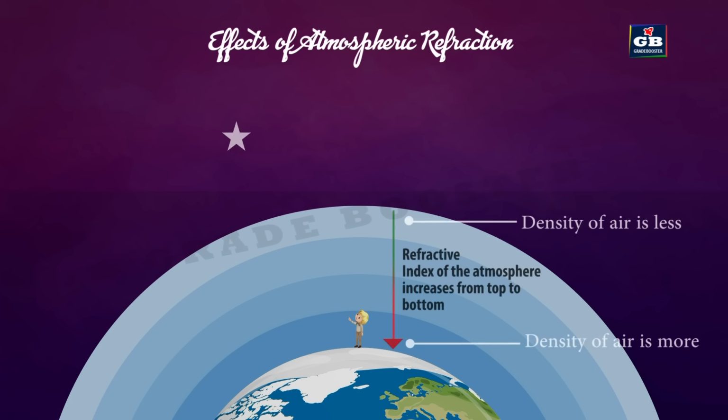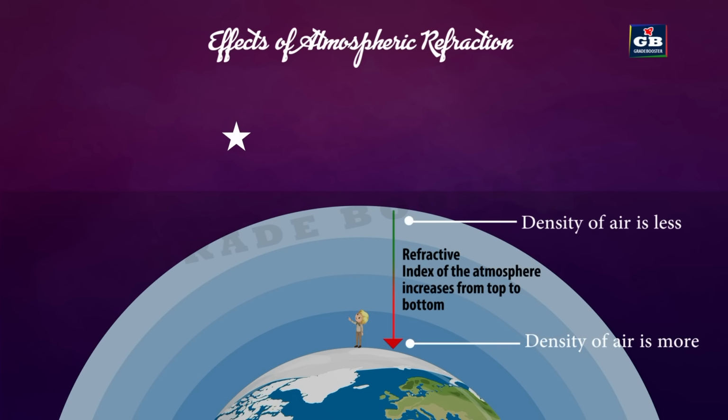The density of the air near the Earth is more than the density of the atmosphere towards space. As we go up in the atmosphere, the density of the air decreases because, due to gravity, the air is thick closer to the Earth and the air is thin towards space. So the density of the air is more near the Earth. This makes the refractive index of the atmosphere gradually increase from top to bottom.